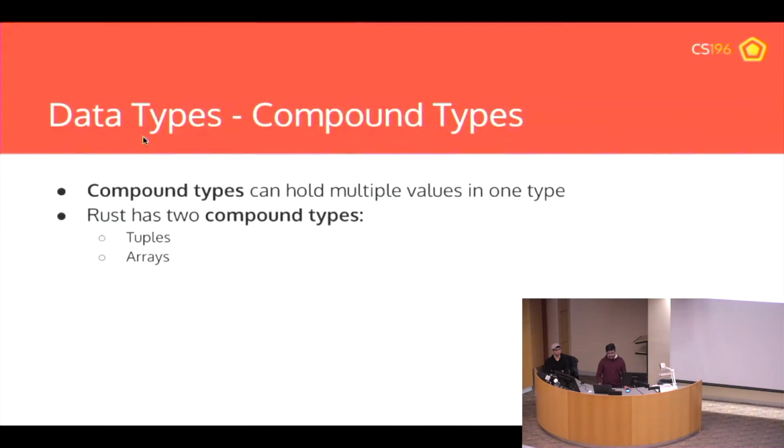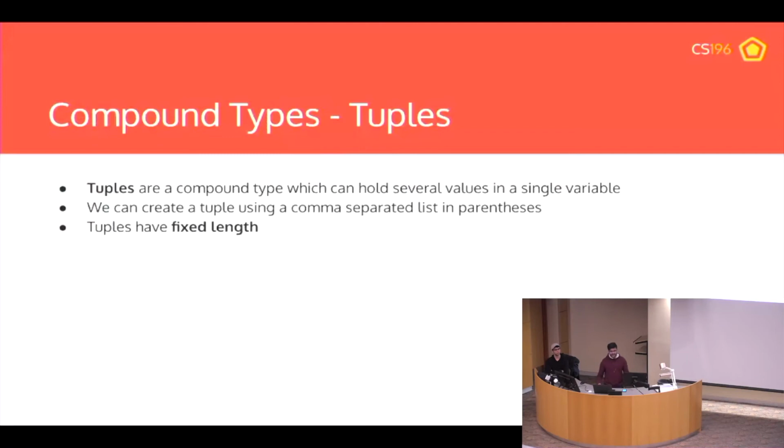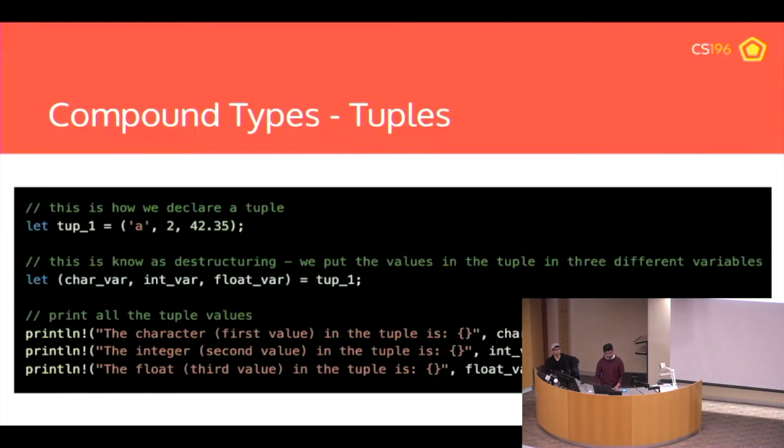Now we also have compound data types. Rust has 2 compound data types: tuples and arrays. Compound types can hold multiple values in a single type. Let's talk about that a little bit more. Firstly, we have tuples. Tuples are a compound type which can hold several values in a single variable. We can create a tuple using a comma-separated list in parentheses. And tuples have a fixed length. That means once we make a tuple, we can't make it bigger or smaller. We're stuck with that size.